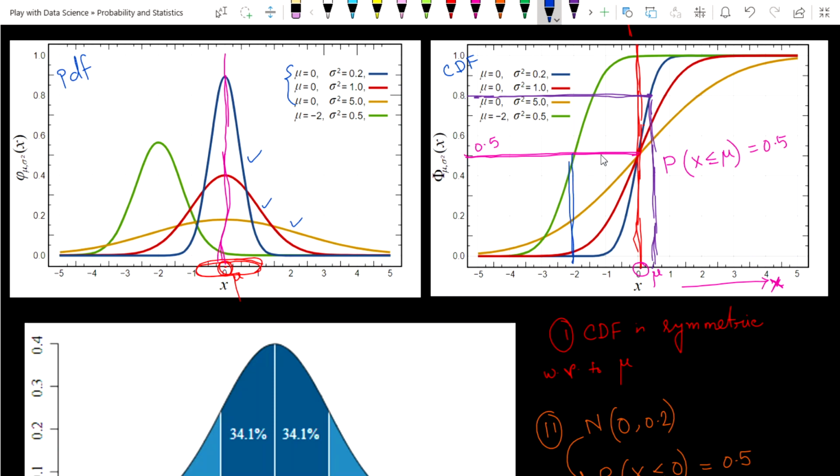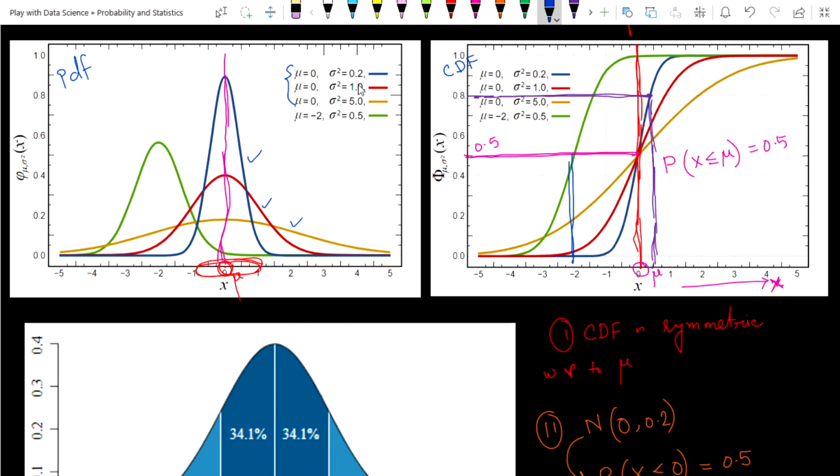With respect to our means, we have seen that our distribution functions acquire 50% of the points on the left side and the other 50% on the right side. Just see, 50% on the left side, 50% on the right side, and so on for each curve.